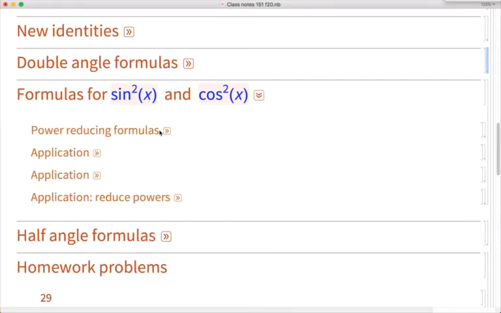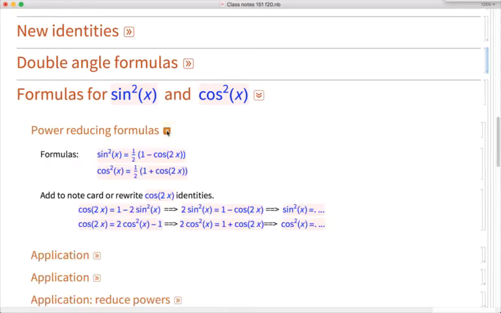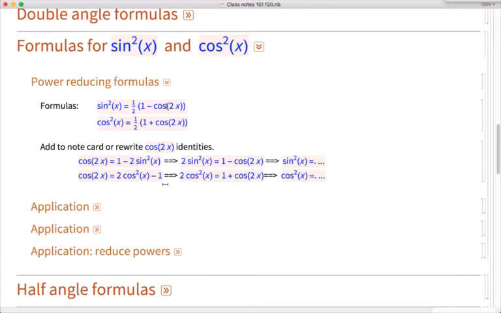Another category here is formulas for sine squared and cosine squared. Now, of course, we already have a formula for sine squared. We can write it as 1 minus cosine squared. But this formula is trying to tell us what the sine squared is going to be, the second power of sine, based on just the first power of cosine. And cosine squared is also expressed in terms of just the first power of cosine. These are called power reducing formulas. And they're useful for your calculus class, and you'll need to try to remember these formulas for that class.